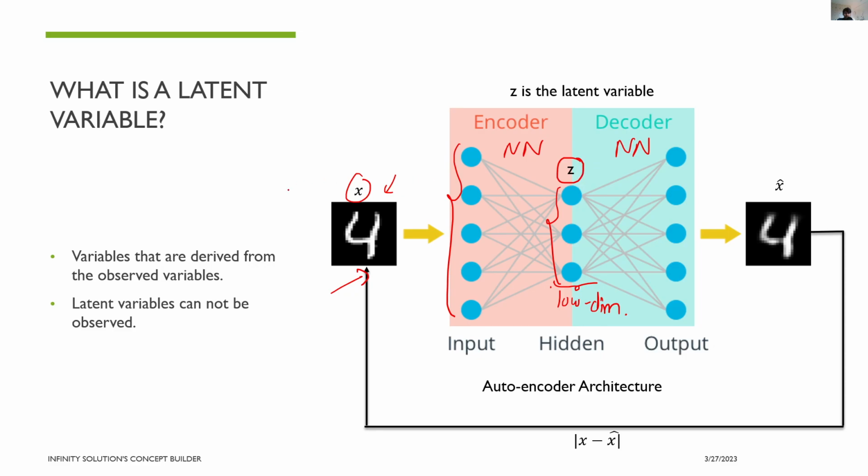So what are those variables? As you can see, these are variables that are derived from some observed variable. This we can observe, but inside we don't know, because this is a layer inside, right? It's a hidden layer. So latent variables cannot be observed. That's it. So now, what is an autoencoder?